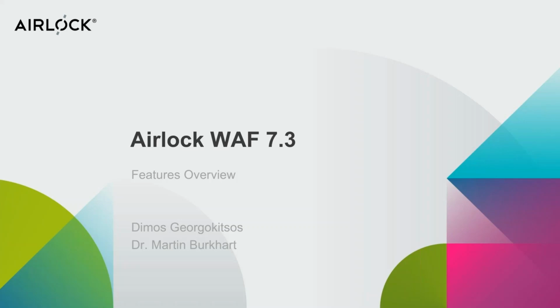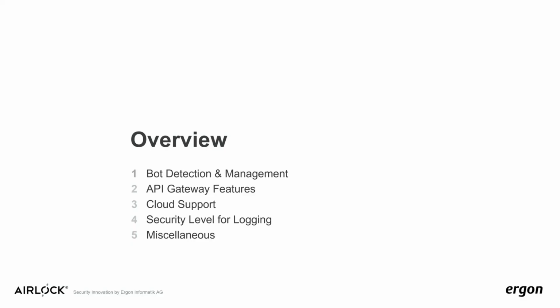And we will focus just on a few main topics. We're going to have a look at the bot detection and the bot management. We're going to have a look at some API gateway features we included. We're going to talk about the cloud support. Then there is a new feature which allows to change the level of the logging with the deny rules. And at the end, as always, we will have a few bits of other changes.